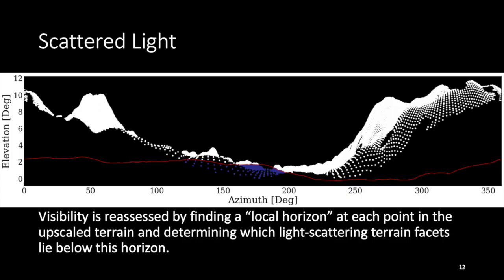In addition to using the horizons method to determine solar visibility, we also use it to assess how the small-scale features of our upscaled terrain affect the visibility of the light scattering terrain. Rather than finding the true horizon, or the maximum elevation blocked in each direction, we instead find the maximum elevation blocked in the 2.5 by 2.5 kilometer region immediately surrounding our point of interest. This creates a local horizon that we can compare to the positions of the light scattering terrain points, as seen in this figure. The thin red line is the local horizon. Purple points represent light scattering terrain facets that lie below the horizon and thus are blocked, while the white points are above the horizon and visible.